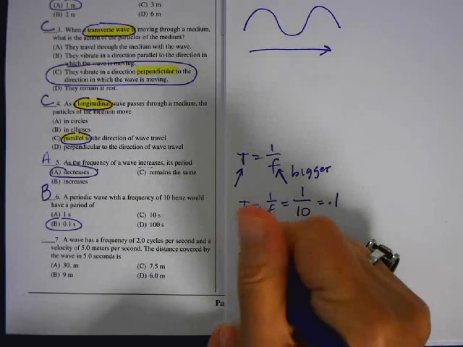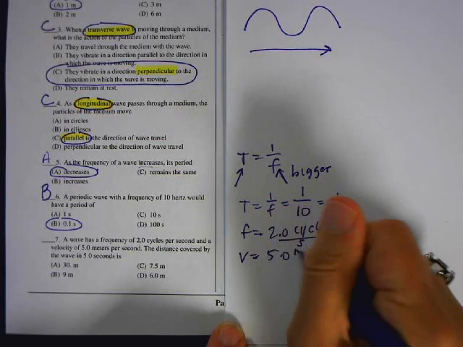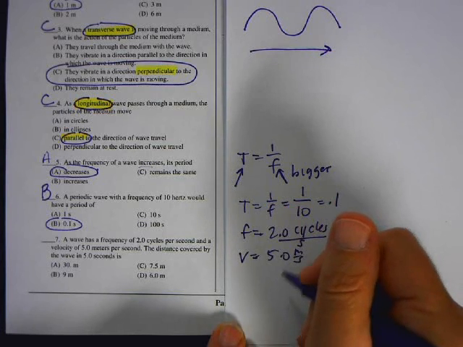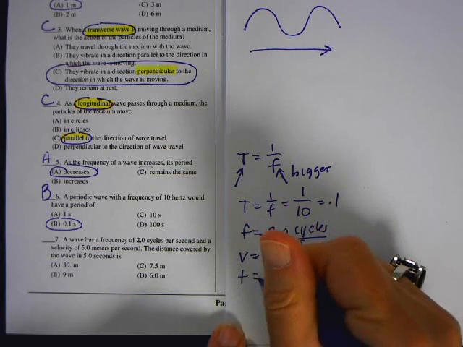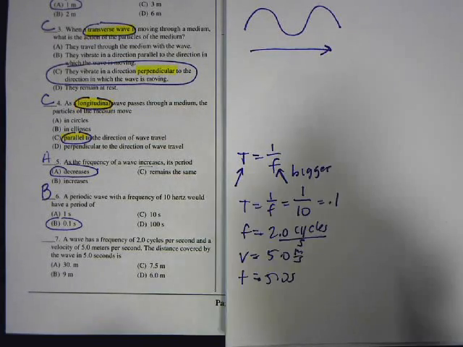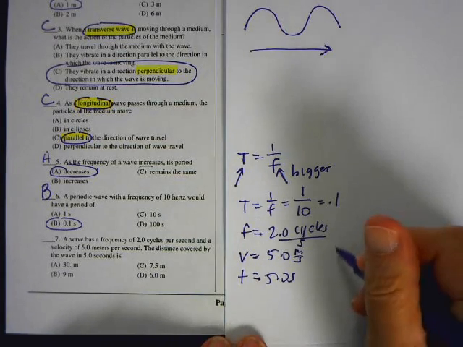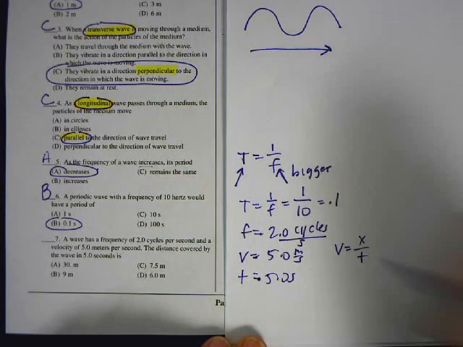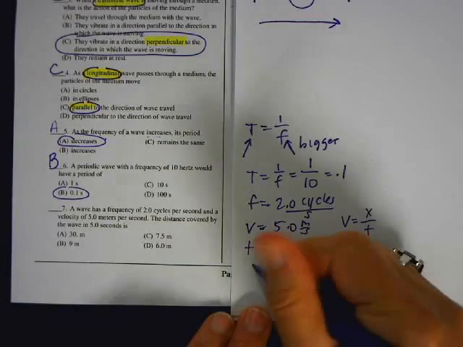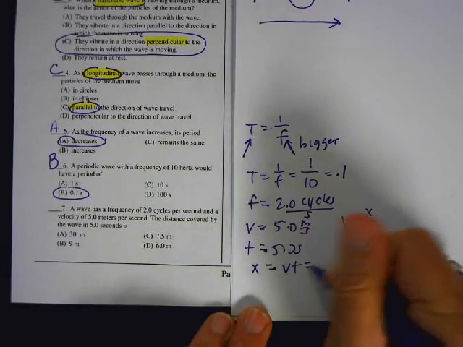They tell us the velocity is 5 meters per second, and they tell us the distance it covers it in 5 seconds. But they say, what is the distance covered? I don't need the frequency. I know that velocity is distance over time. So I can rearrange this equation, and I can say x is equal to v times t.